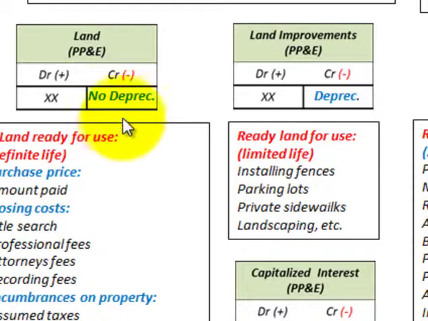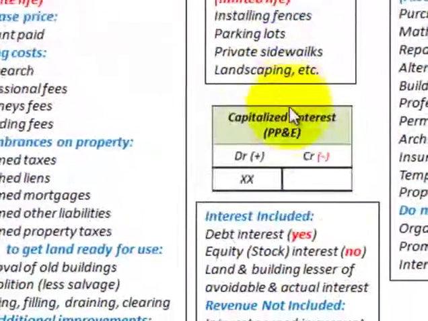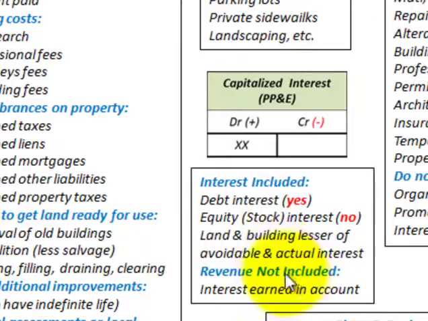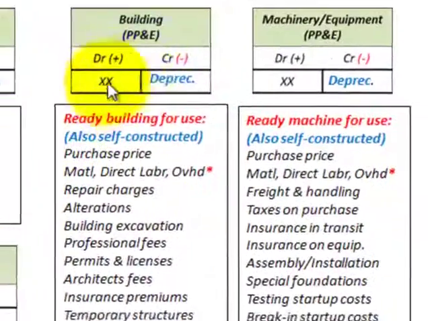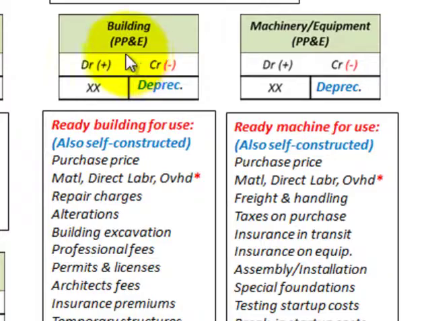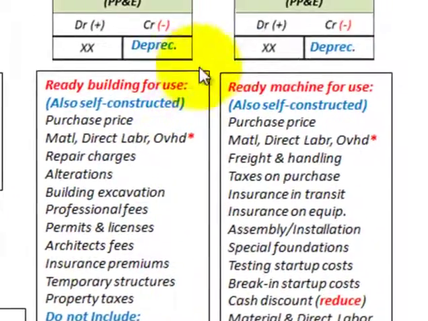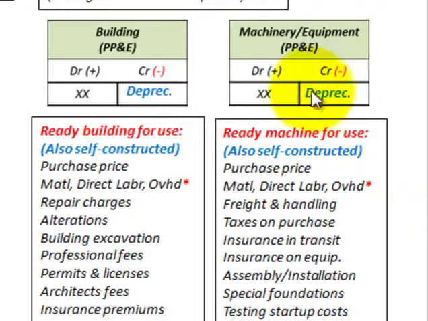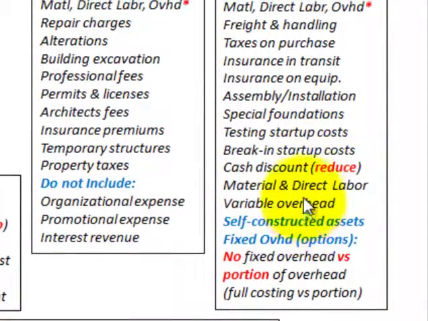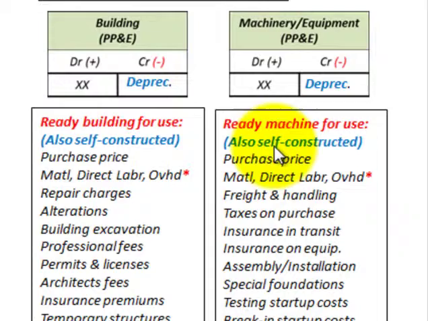We went through that. And then our land improvements, remember, those were items that have limited life. And then again, we had our capitalized interest account. You can look at that here. And then again, our building, that is what you put on the land for our property, plant, and equipment. We looked at that. All right. And then our machinery. You can see that here. Okay, so that takes care of what would be included in our property, plant, and equipment during the acquisition or the construction period.